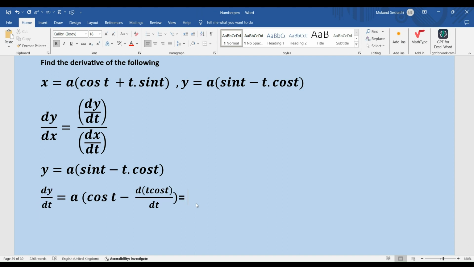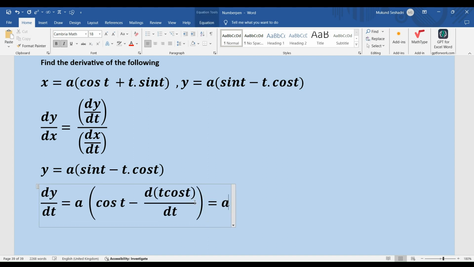So when I write this, I retain the a as it is, my cos t remains as it is. And then when I apply my product rule, which is d by dt of t cos t, I first do the differentiation of cos t. I retain my first function. So when I do that, I get a minus sine t. And why is that? d by dt of cos t is nothing but minus sine t. And then in my next step, I retain the second function and then I do a d by dt of the first function. My d by dt of t is nothing but 1. So this is what I have.